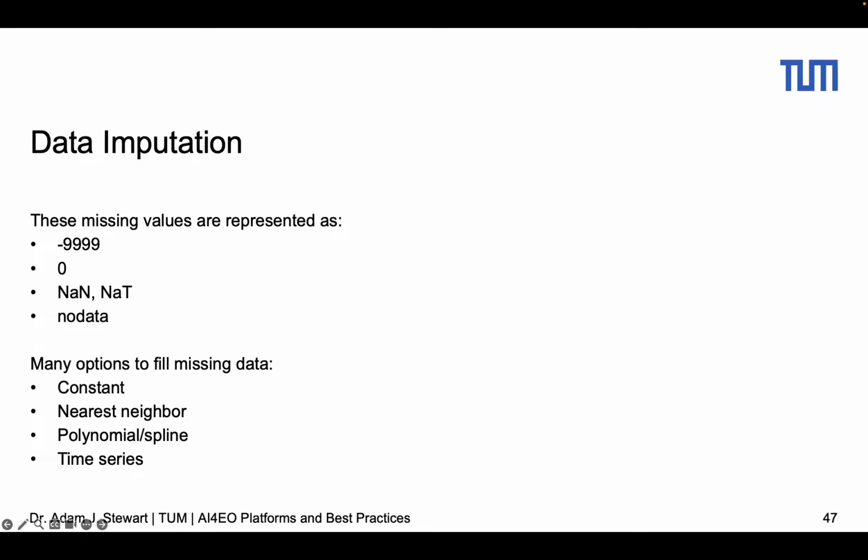There's a bunch of different ways to fill gaps in data, whether those gaps are because of sensor failure or because of clouds. You could just use a constant value. Let's say this is the mean value of the whole image. You could use nearest neighbors. So what's the nearest location where we do know something? You could use a fancier polynomial, and you could even use time series. So if you have multiple images, if this image is cloudy, what was the image before it?